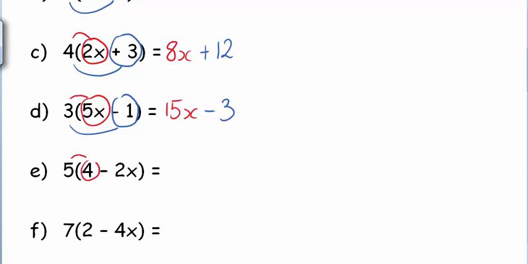5 times 4 is simply 20. There's no x this time. And 5 times negative 2x. 5 times negative 2 is minus 10. And I've still got the x. Okay, try example F on your own. The solution comes in 5 seconds.